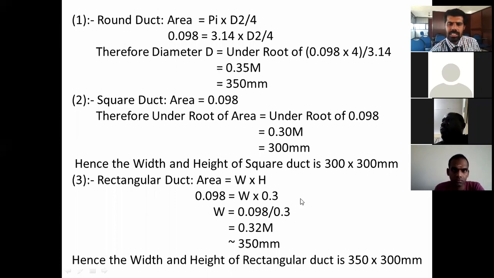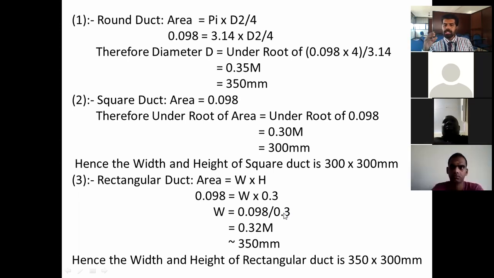In rectangular duct, we just assumed the height. So here we have assumed the height as 300 mm or 0.3 meter. When we found out the width, we got 0.32 meter. When you are sizing the duct, you won't give 320 mm or 310 mm or 315 mm like that. We'll be just giving a round amount like 300, 350, 400, 450.